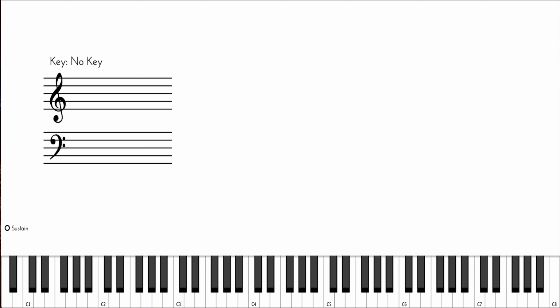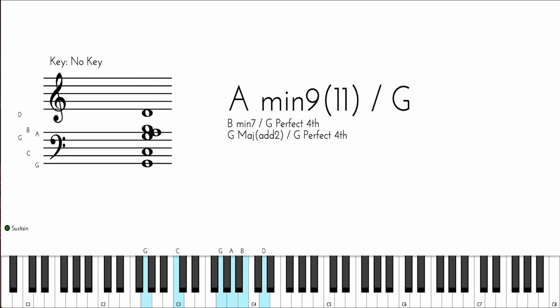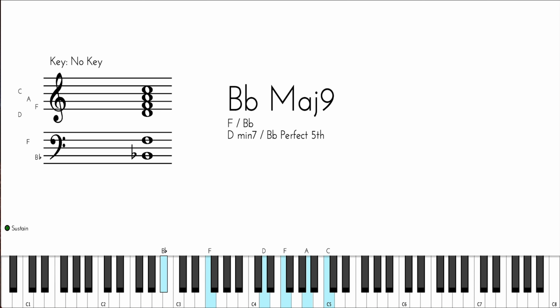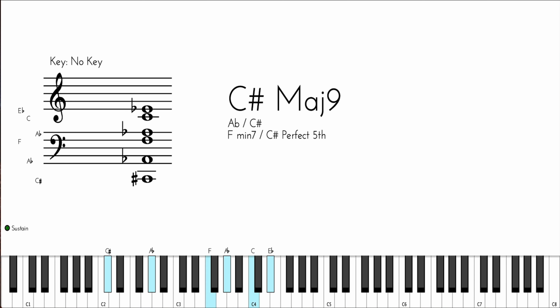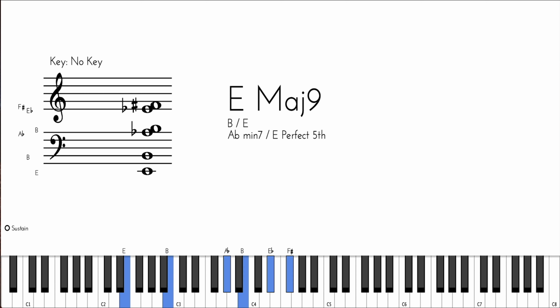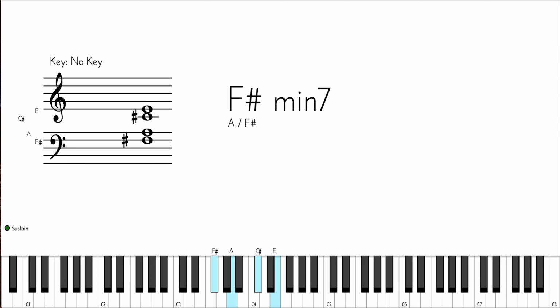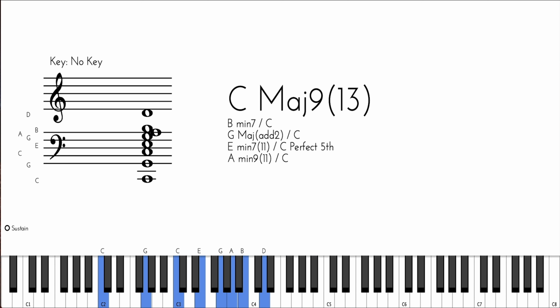Okay, so those are two very important and simple extensions that you can practice. Again, practice it in the cycle of fourths, because that'll give you some good repetition and familiarity with the chord, so you can see it and be able to play it at a moment's notice.